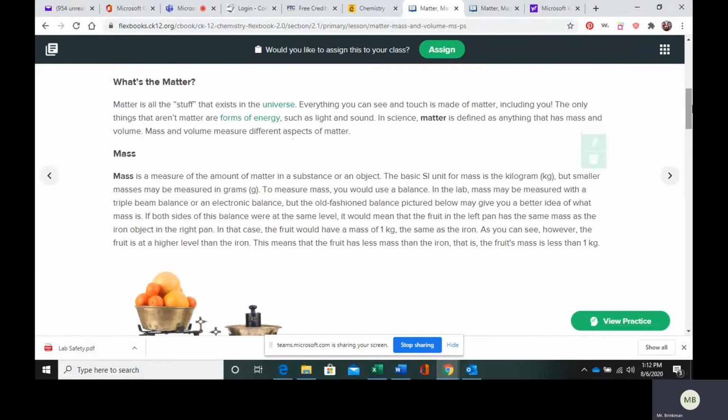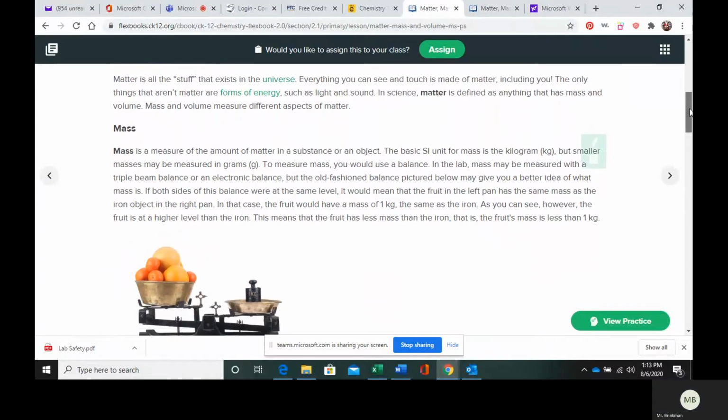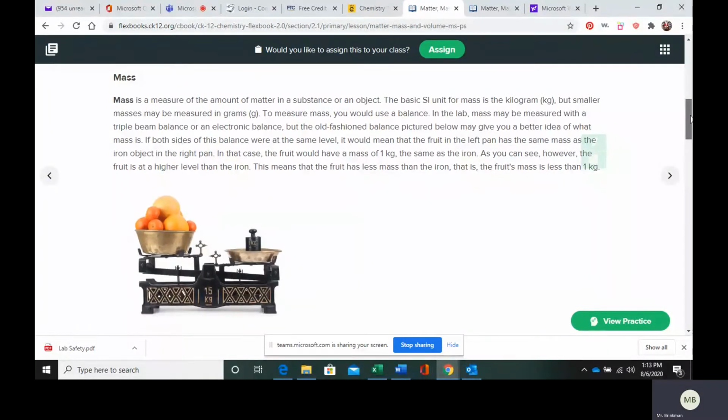The scientific definition of matter is anything that has mass and takes up space. So this one says anything that has mass and volume. Volume just means it takes up space. So matter is anything that has mass and takes up space. So let's get to our first property, which is mass.